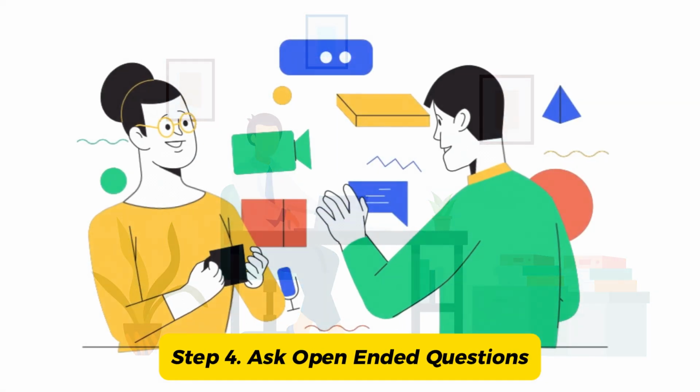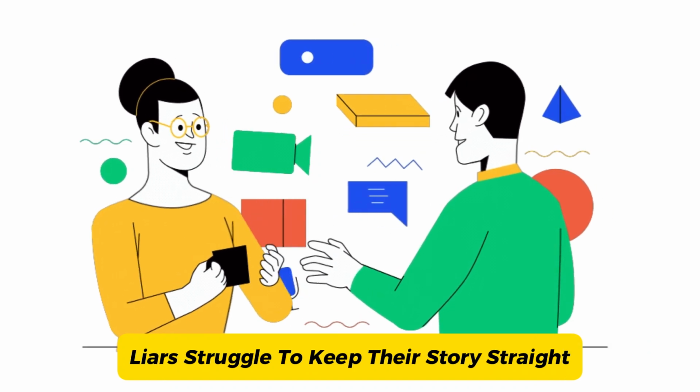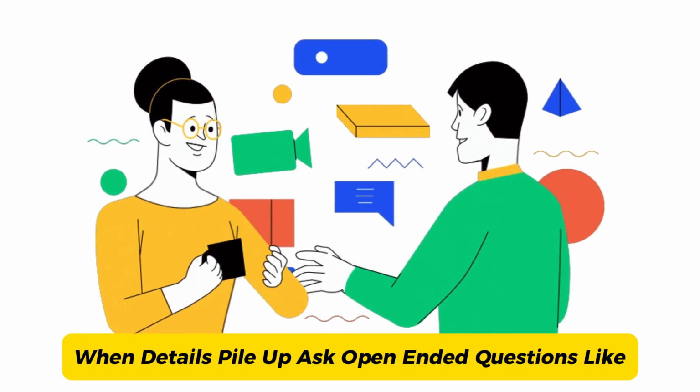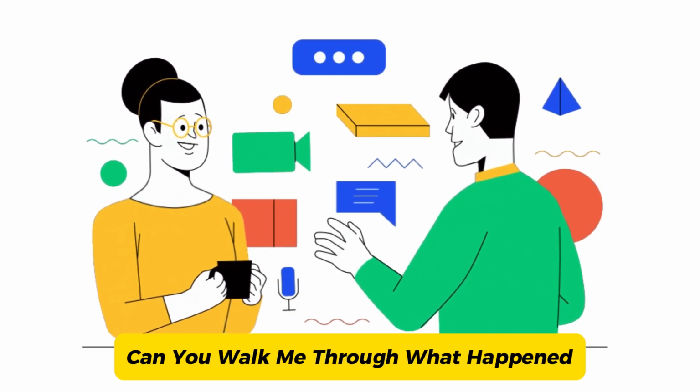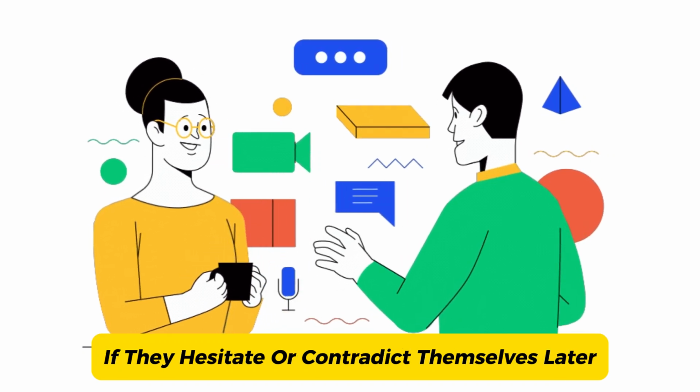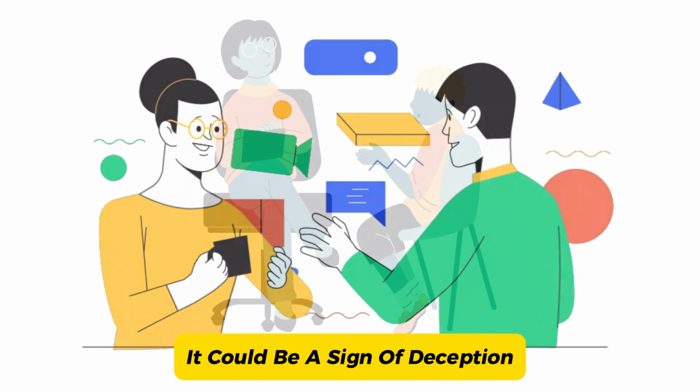Step 4. Ask open-ended questions. Liars struggle to keep their story straight when details pile up. Ask open-ended questions like, "Can you walk me through what happened?" and listen carefully to their response. If they hesitate or contradict themselves later, it could be a sign of deception.